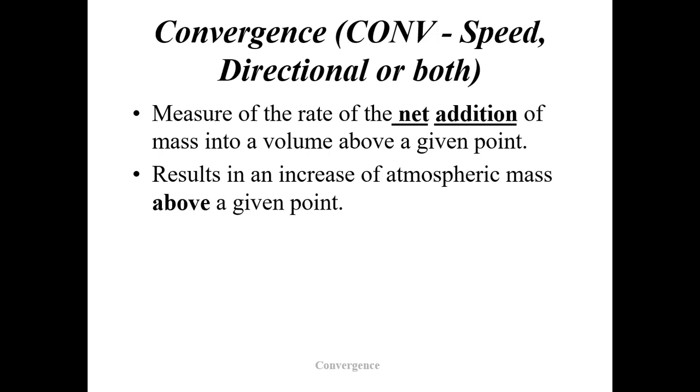What you'll find a lot in meteorology is the equal and opposite effect. So for divergence, my air currents are spreading apart, I have a removal of mass above a given point, and that will lower my surface pressure features. With convergence, which can also be caused by speed, direction, or both, and I'll show you what that looks like in a minute, this is going to result in an increase of atmospheric mass above a given point, just the opposite effect of divergence.